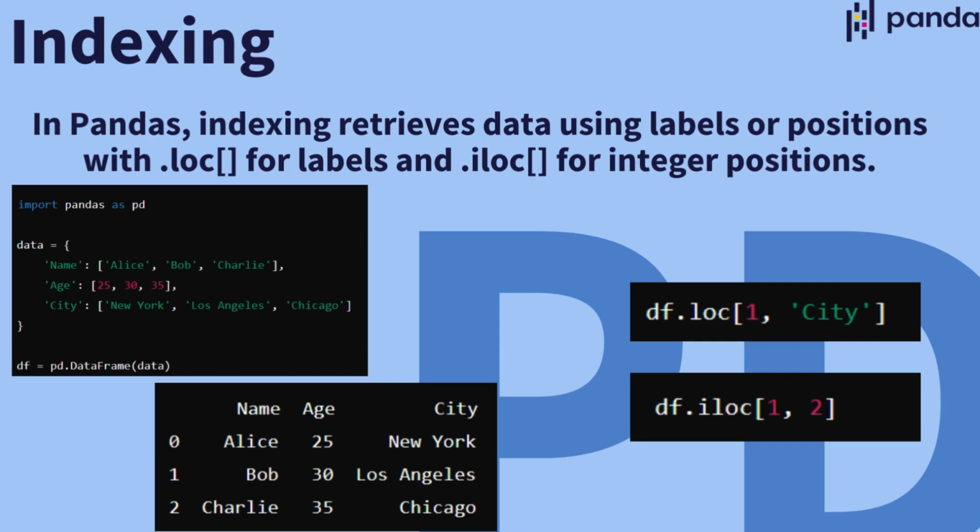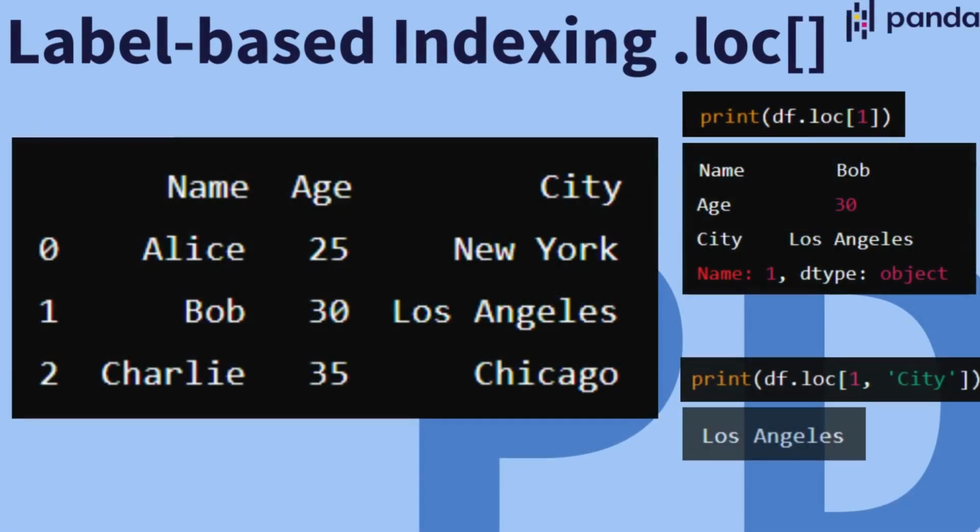So both are different. In loc we use the label like city, and in iloc we use the number or index number. Okay, so yeah, this is the basic intro. Let's see more examples about this. First we will see loc, and then we will see iloc. Okay, so first is loc.